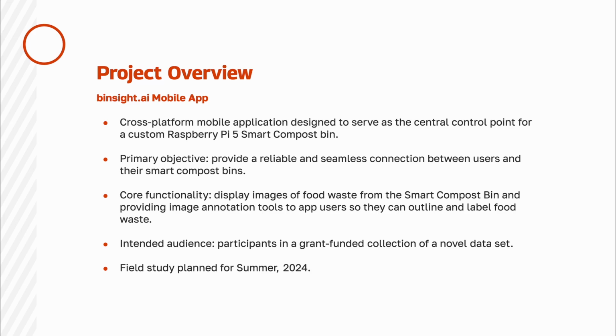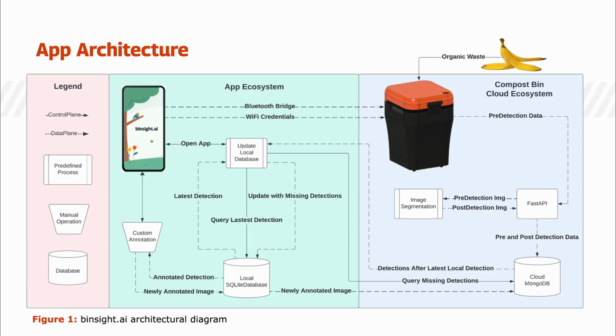Looking more into the overarching architecture of the project, we can see a division between the app and the compost bin it interacts with. Users begin with setting up their bin. Here in the app ecosystem, we can see there is a Bluetooth bridge that is created where we write characteristics to the bin in order to deliver the Wi-Fi credentials. At that point, the bin can connect to and interact with the cloud ecosystem.